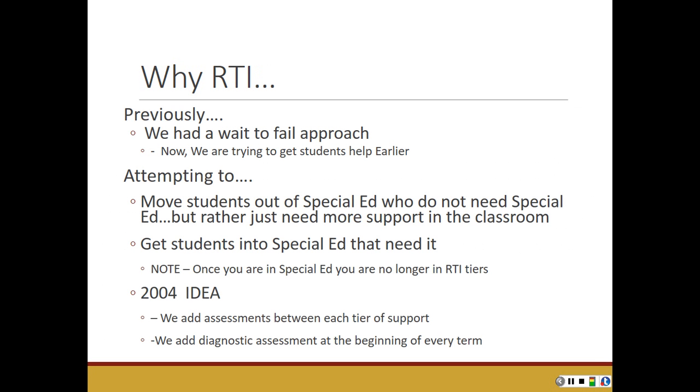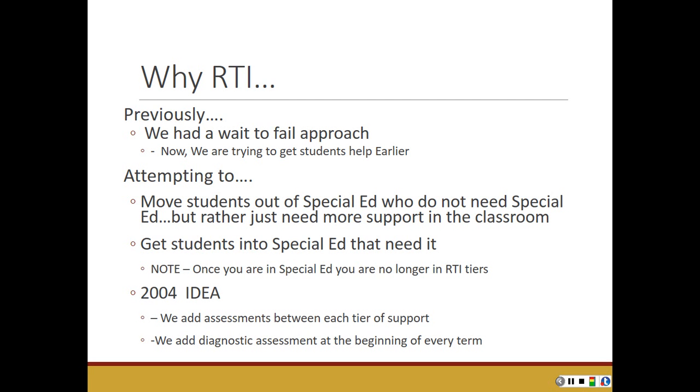All right, so previously, back this train back up, we had a sort of wait-to-fail approach. We are trying to get students help earlier now, so that's really the point of RTI's blossoming in the schools. We're trying to get the students out of special ed if they don't really need special ed, because special ed is a very specific set of needs that students who really need special ed need, but if you don't need every aspect of special ed, then you shouldn't be there. If you just need more support on a few things, then maybe you should still be in the classroom and not in a special education classroom. All right, so that's one of the main goals.